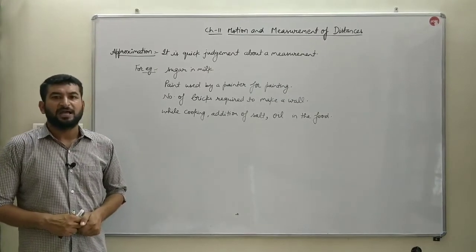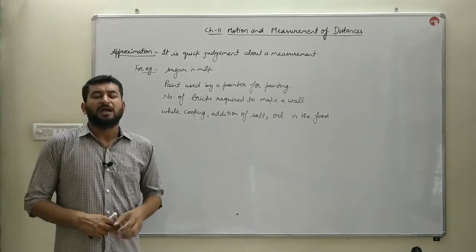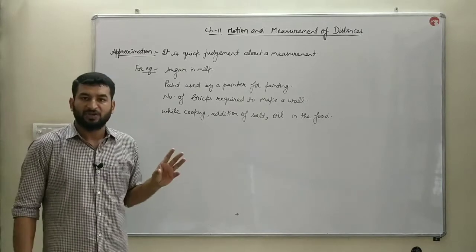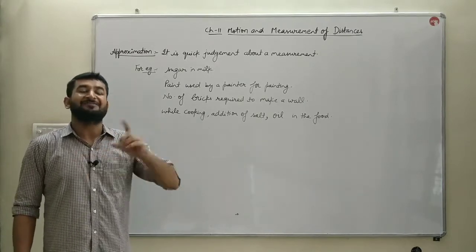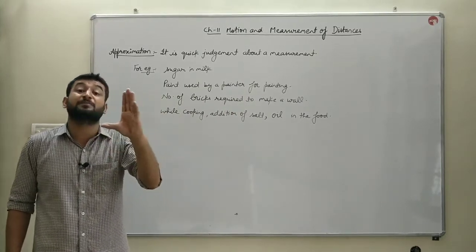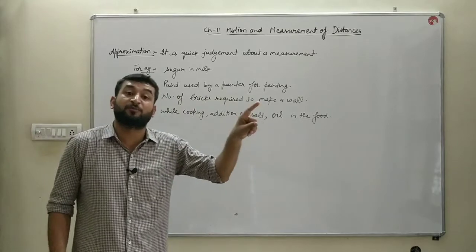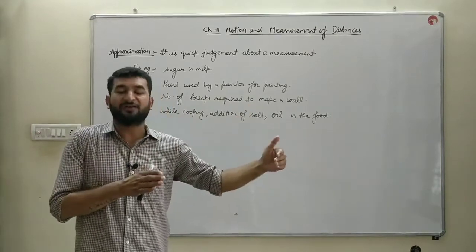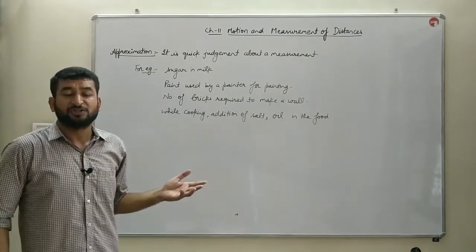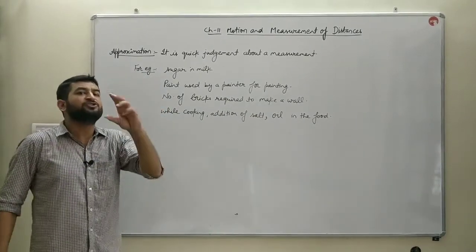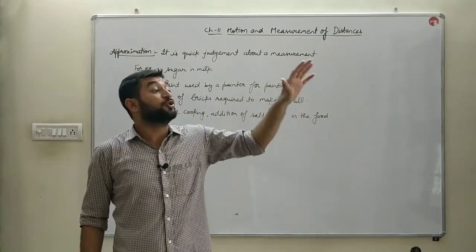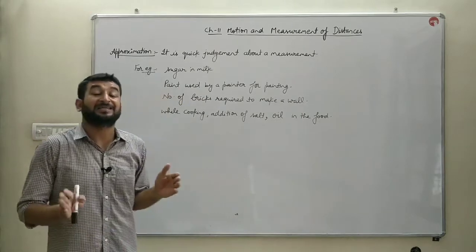Now we will discuss approximation. Approximation is a quick judgment about a measurement. For example, sometimes we say, I will reach there in 5 minutes. That is not the accurate measurement of time for reaching that particular point. We may or may not reach that particular point in 5 minutes. That depends on our speed. So that is what the judgment is. You will judge whether you are taller or shorter than your friend by just looking at him or her. So that is a judgment.